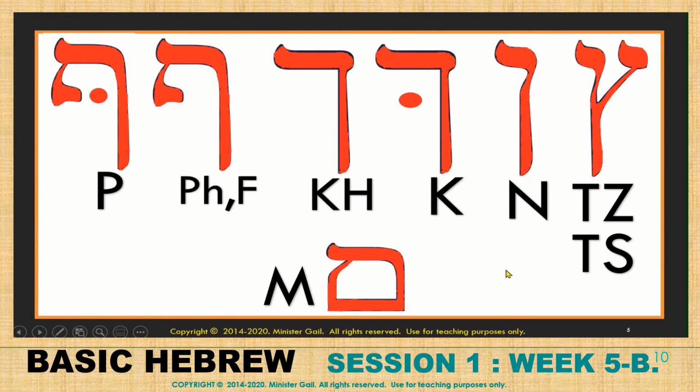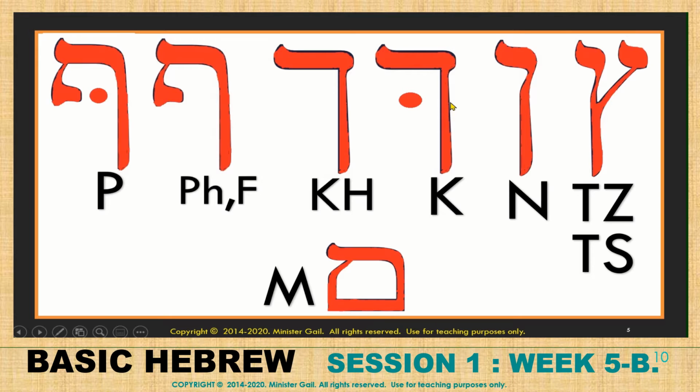So here it is in larger print. The final or sofit letters. You will have the TS or TZ. These all go below the line when there's a word. They will fall below the line. Tree of life, righteousness. N, nun, N for seed or heir, continuing life.